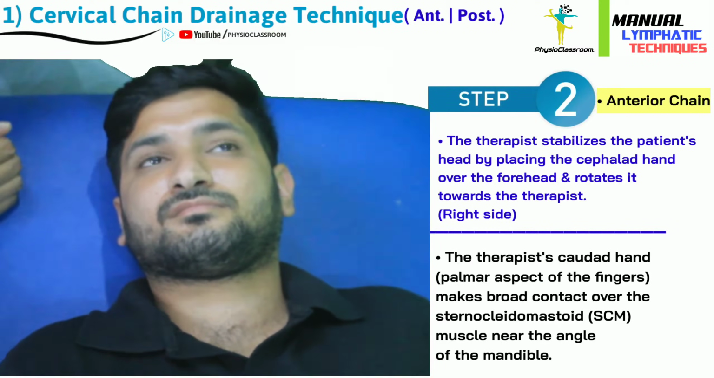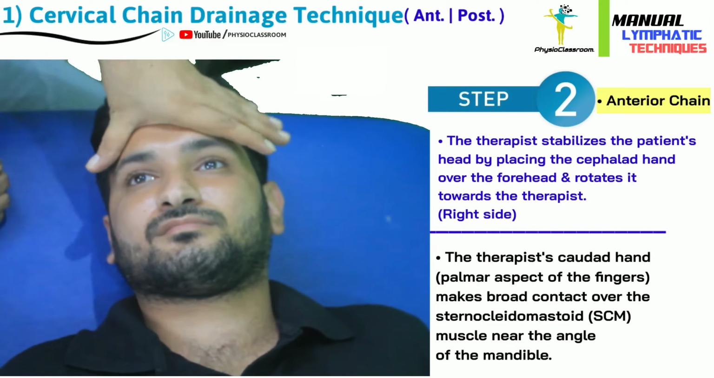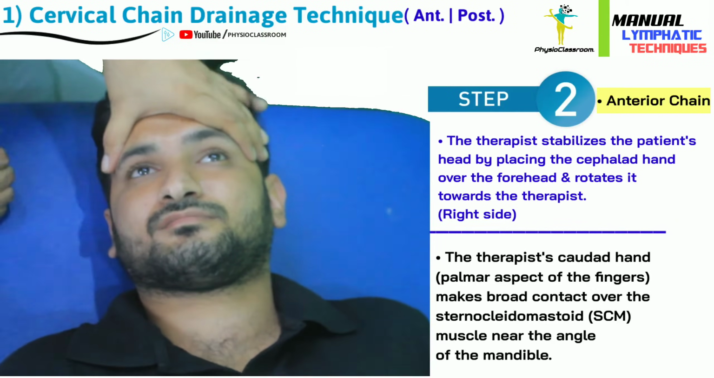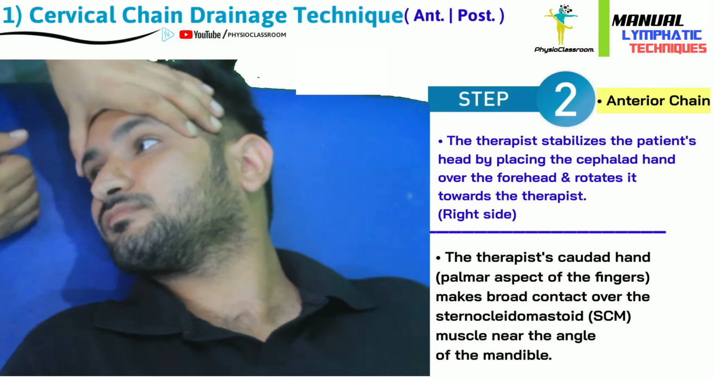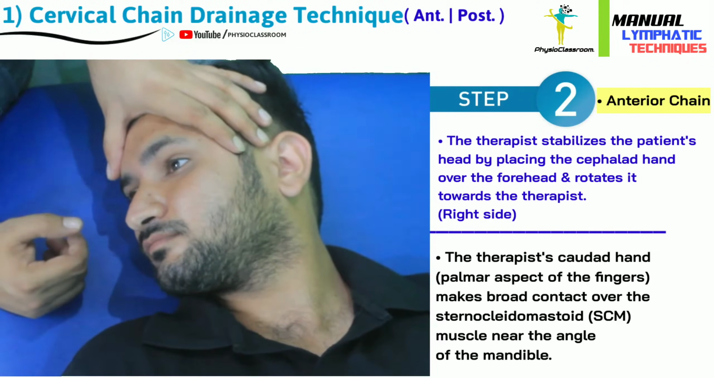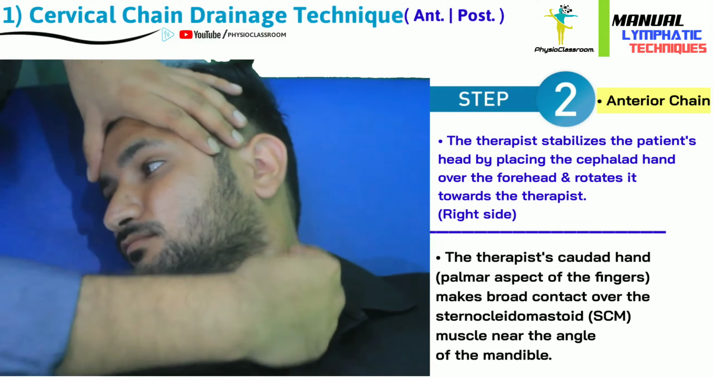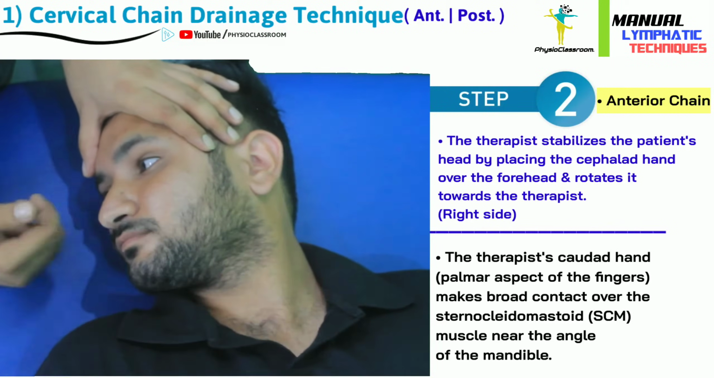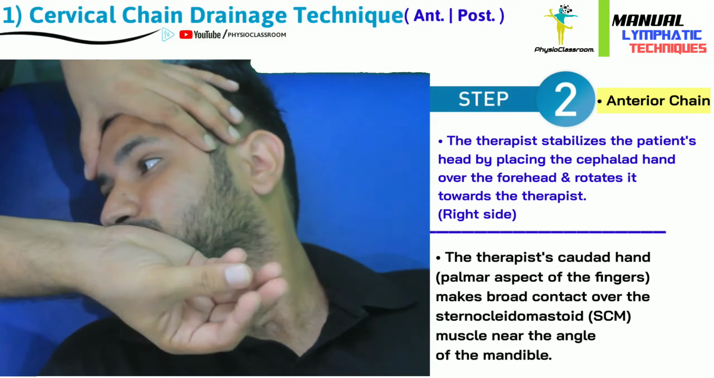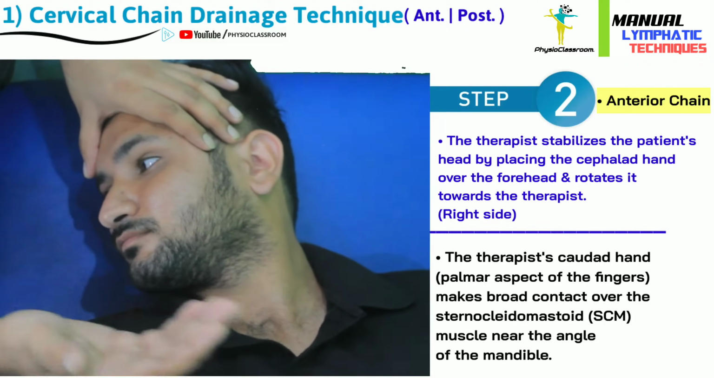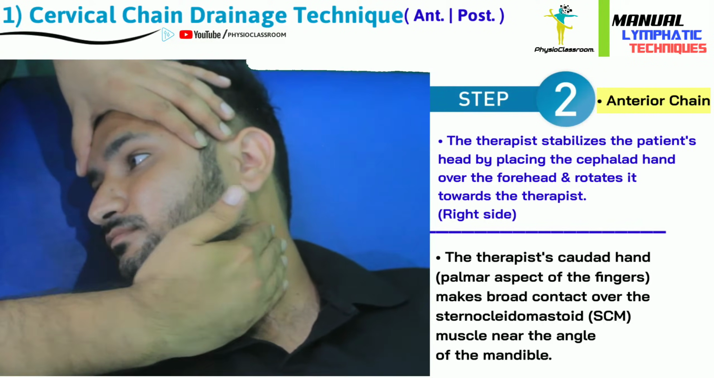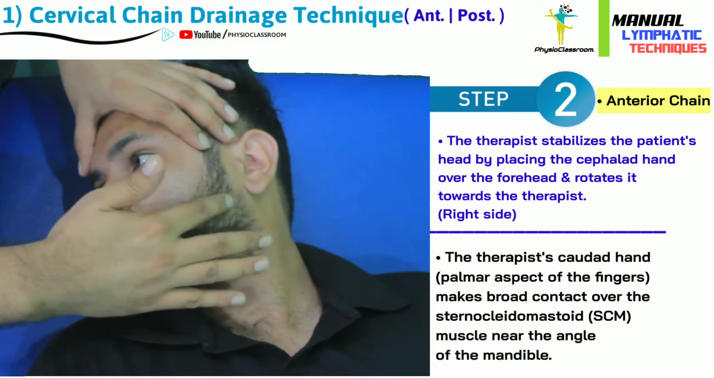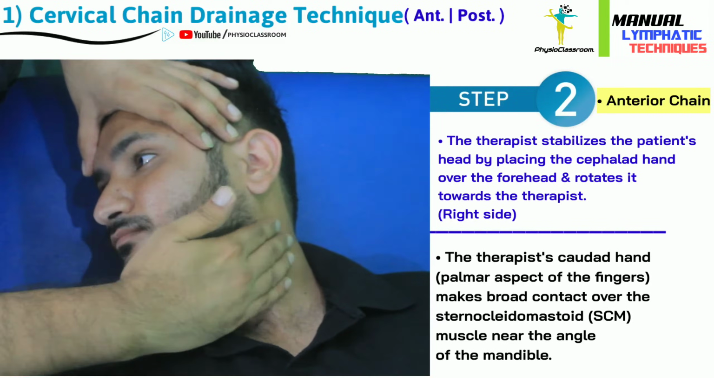Now with the cephalad hand, the therapist is going to stabilize the forehead of the patient and turn the head and neck of the patient towards the right side. This position exposes the patient's sternocleidomastoid muscle. Now with the palmar aspect of the fingers of the caudal hand, the therapist makes broad contact with the anterior part of the sternocleidomastoid muscle just inferior to the angle of the jaw.